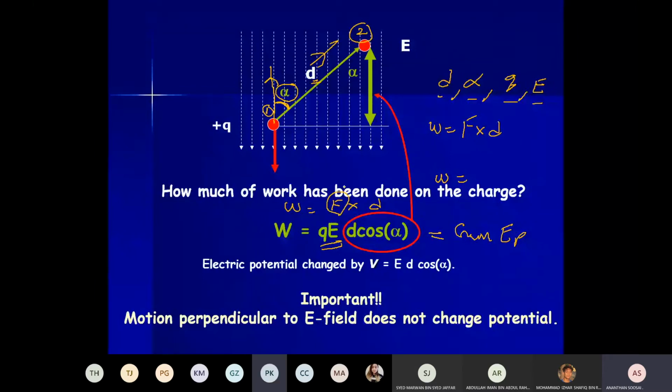Okay, good. How do you know? Because it's a positive charge and the upper plate is, of course, positively charged because the field is downwards. So then it goes upward. So the positive charge gets closer to the positive plate. So it gains potential. Okay. How much gain in potential? Same as the work done by the force. QED cos alpha.